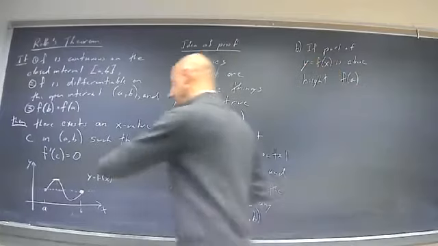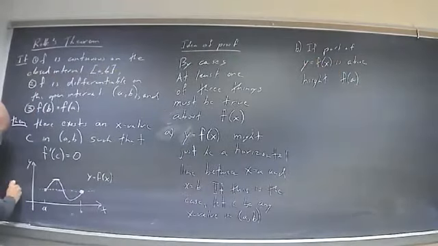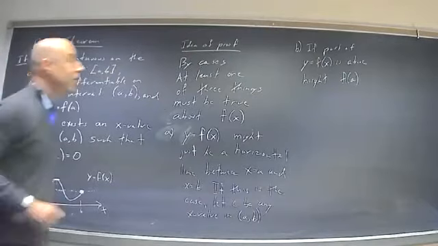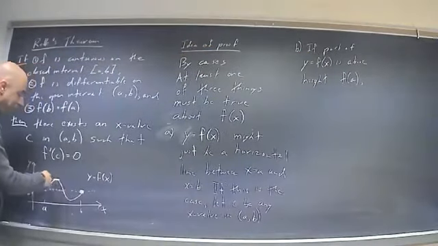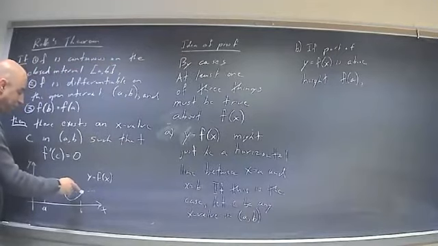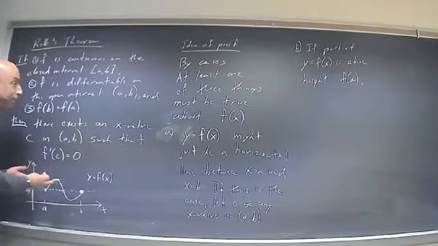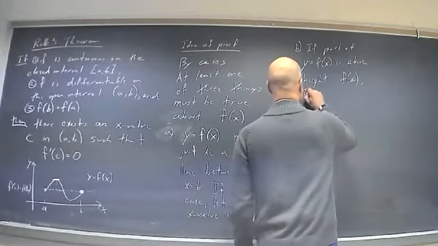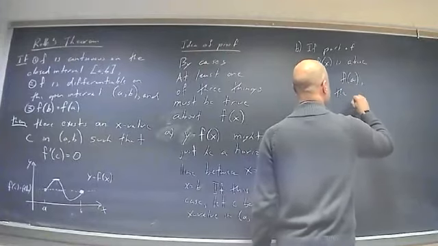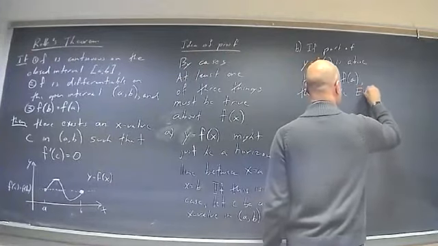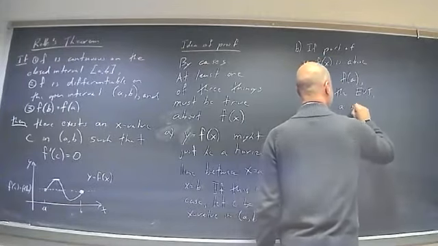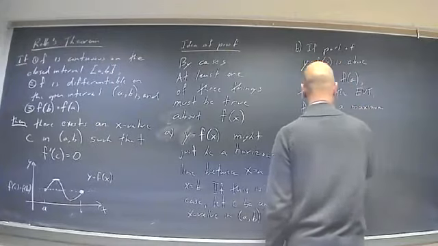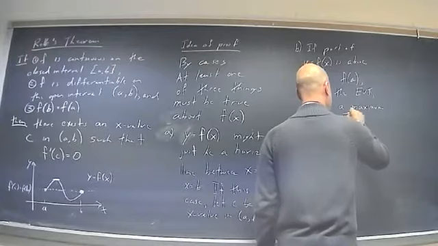f of a and f of b are the same height. This is both f of a and f of b. We said they were the same height. If part of the curve goes above that, then we have a nice smooth, continuous curve, and we know it has a maximum. Then by the extreme value theorem, f has a maximum on the interval a, b.